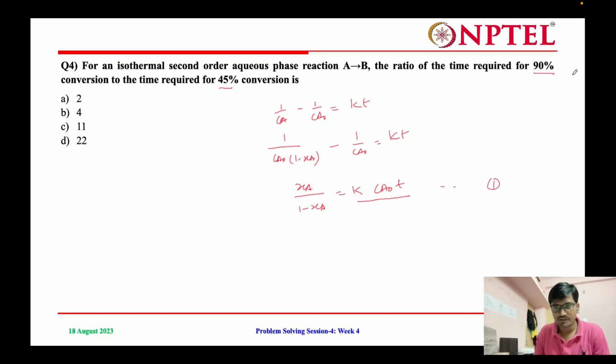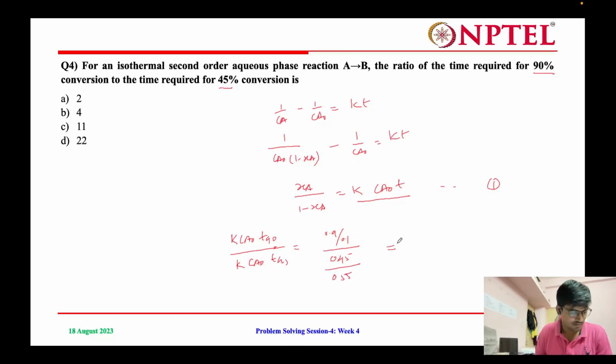Now take a ratio of the times required at 90% and 45%. So k C A naught t 90 over k C A naught t 45, right? So here 0.9 by 0.1 divided by 0.45 by 0.55, which gives 11. The ratio of time required for 90% conversion to time required for 45% conversion is 11.